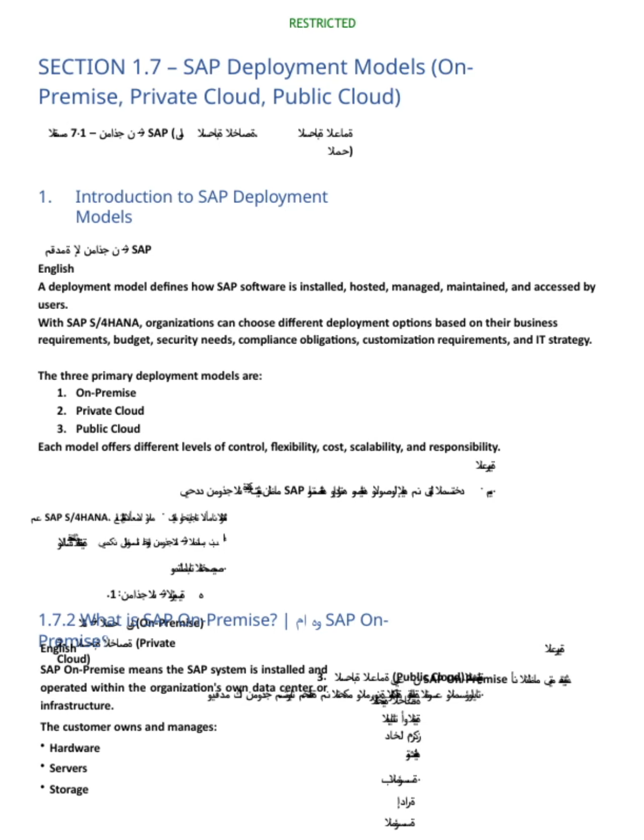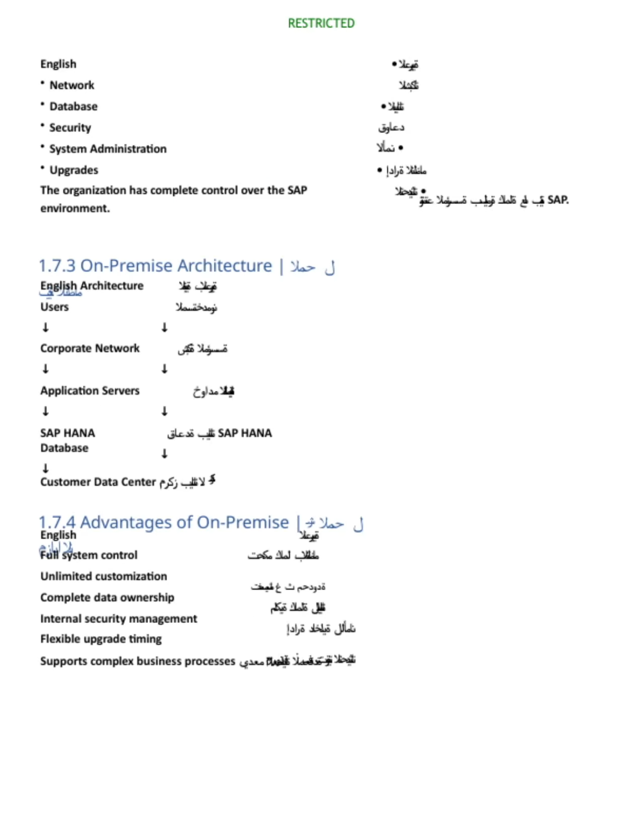Let's talk about SAP on-premise. This means the SAP system is installed and run right inside the organization's own data center. The customer owns and manages everything: the hardware, the servers, the storage. It's all under their control. This setup gives maximum control, but also means they're responsible for maintenance and updates. On-premise is one of three main deployment models, alongside private cloud and public cloud, each offering different levels of flexibility and responsibility.